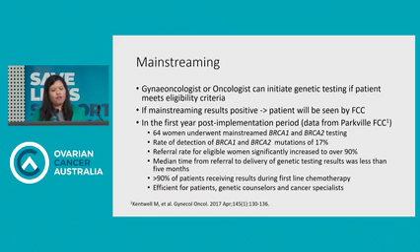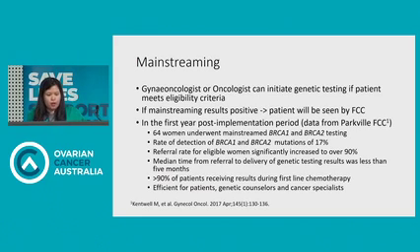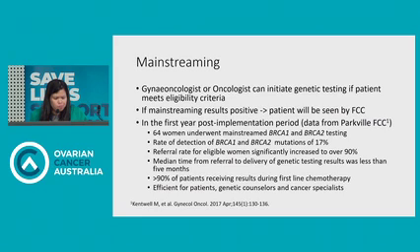So I've got here the data from our FCC. In the first year after we started mainstreaming, 64 women underwent testing for BRCA1 and BRCA2, and we were able to detect a BRCA1 or a BRCA2 mutation in 17% of patients. The referral rate for eligible women significantly increased to over 90%, and the median time from the referral to the time when we give the result was extremely reasonable, less than 5 months.